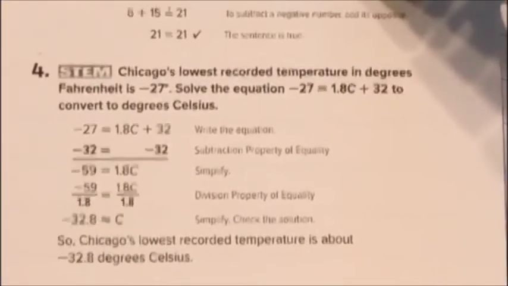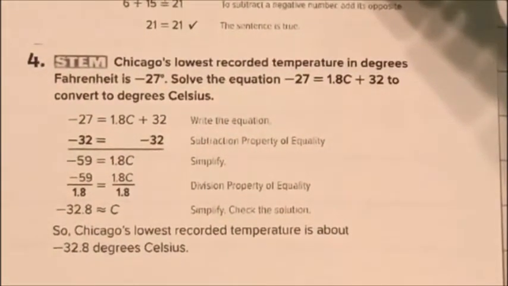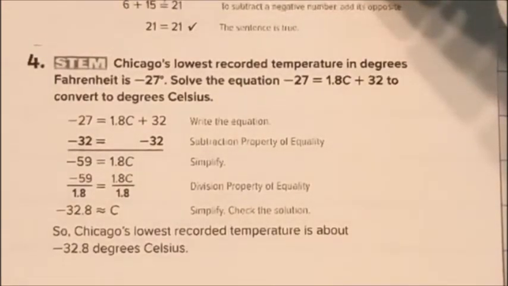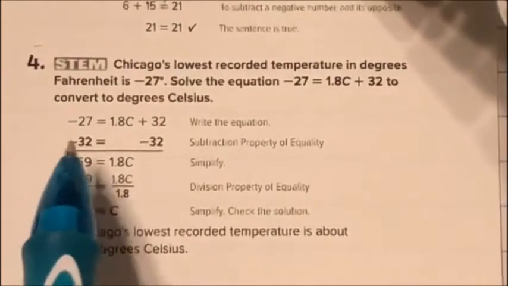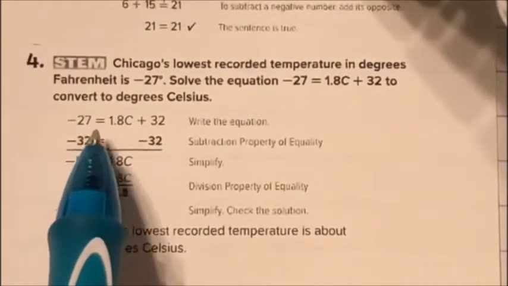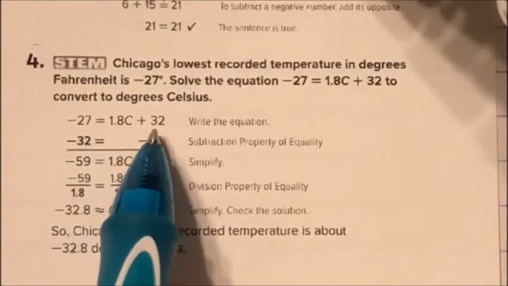Example number 4. Chicago's lowest recorded temperature in degrees Fahrenheit is negative 27 degrees. Solve the equation negative 27 equals 1.8C plus 32 to convert to degrees Celsius. Okay, so I'm going from Fahrenheit to Celsius. So I'm going to take negative 27 equals 1.8C plus 32.